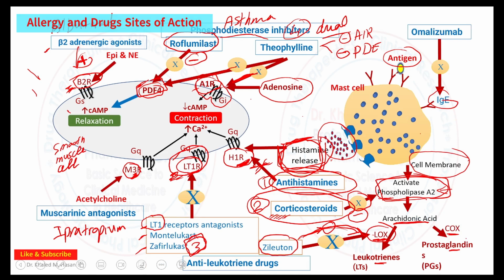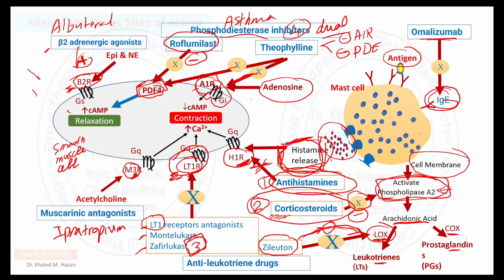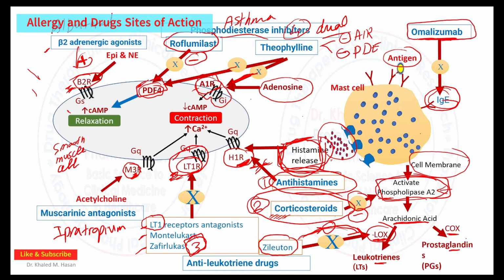Last one on the list, we have a medication that blocks immunoglobulin, called omalizumab. As you can see, the suffix is mab, which stands for monoclonal antibody. Omalizumab binds and blocks IgE and prevents IgE binding to the mast cells.